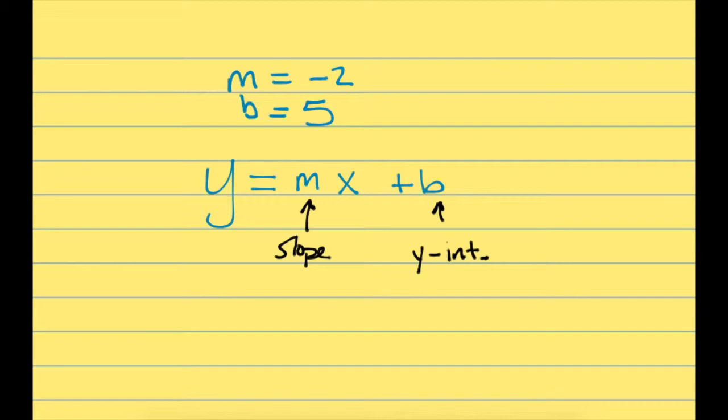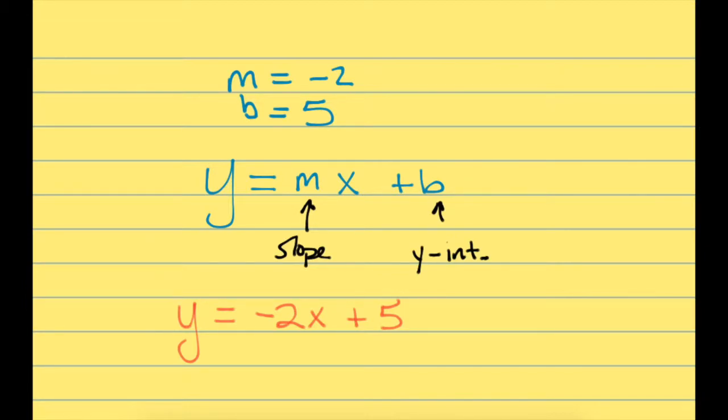So if they give you the slope and the y-intercept, then all you have to do is plug those numbers into the equation where they go. So we'd take the -2 they give us for m and plug that in for m, and the 5 they give us for the y-intercept and plug that in for b, and that's our equation.